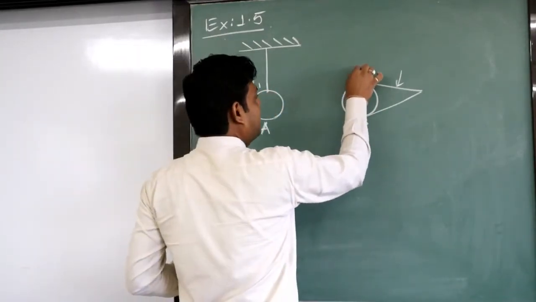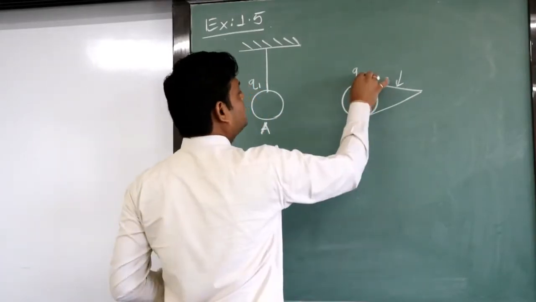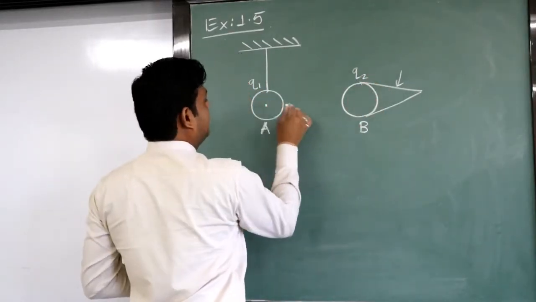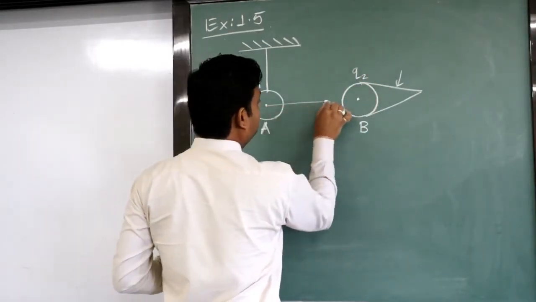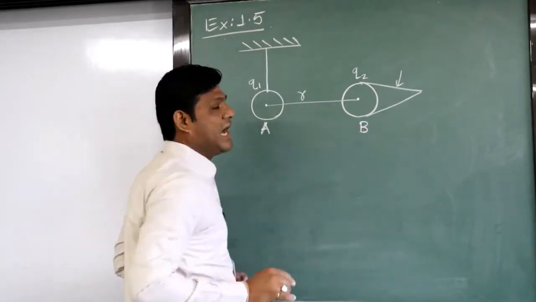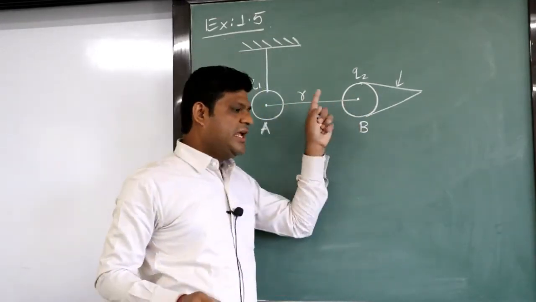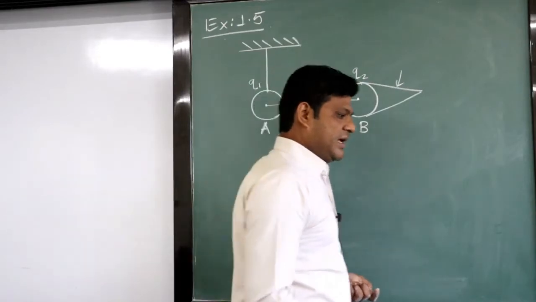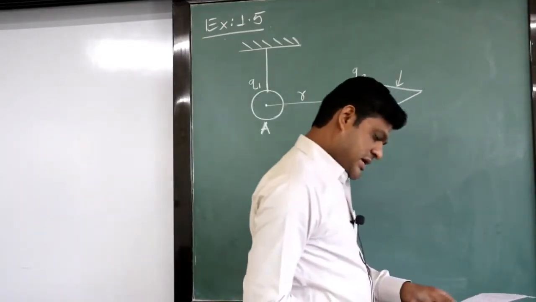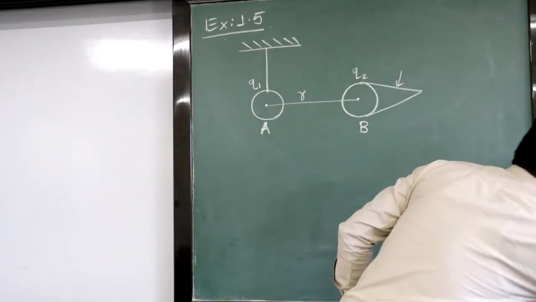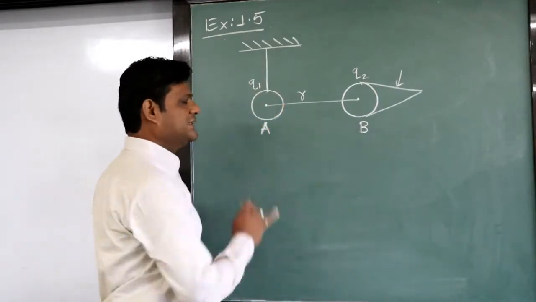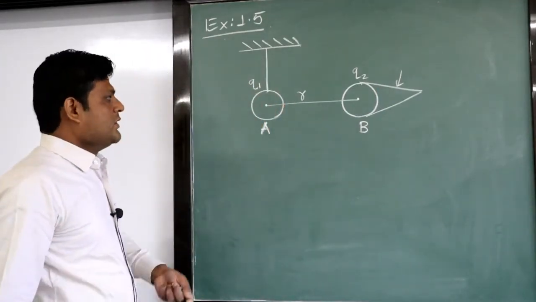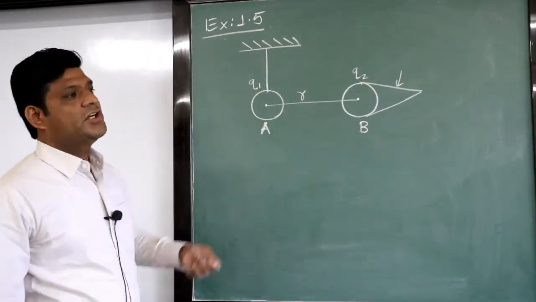So what is the charge on the sphere B? That is Q2. And the center to center distance between these two spheres is denoted by, let us suppose, R, and the distance between them is given. Actually, I think it is 10 centimeter. R equal to 10 centimeter is given, right? So this is the question.